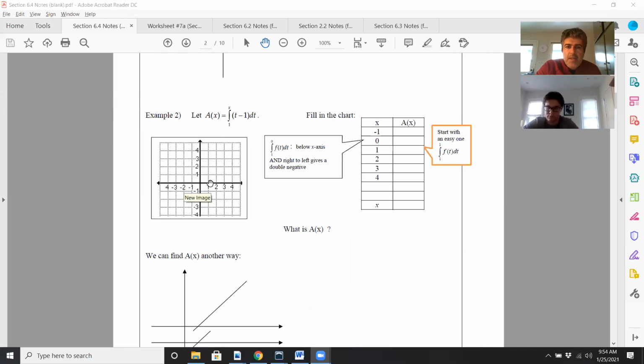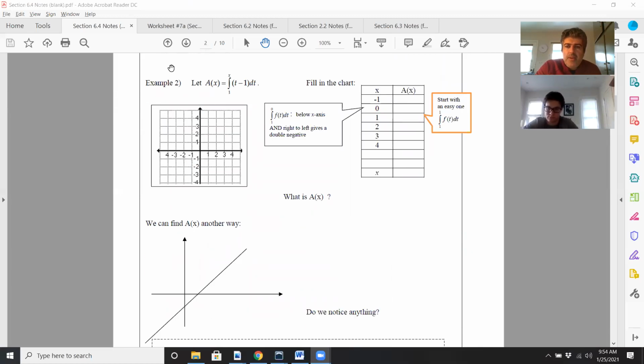Okay. So here I have another area function, right? So what I'm graphing now is y equals t minus 1. So you have a y-intercept of -1, slope of 1. Okay. And we're starting the integral at 1. So you're starting it here.